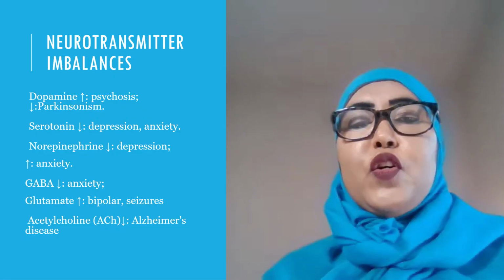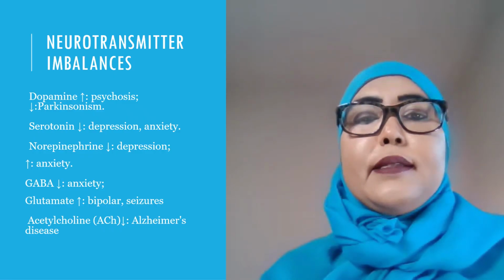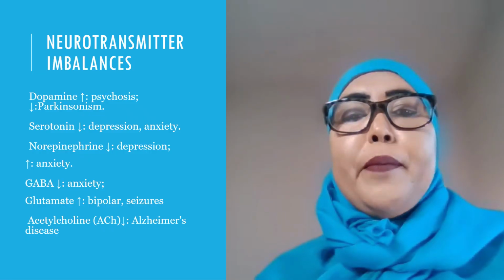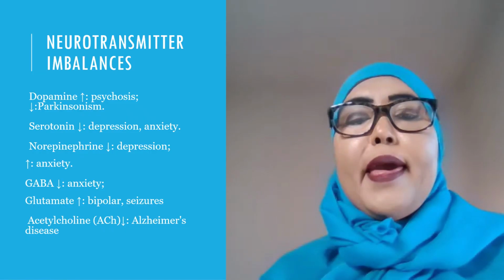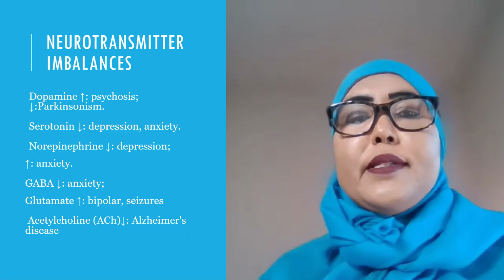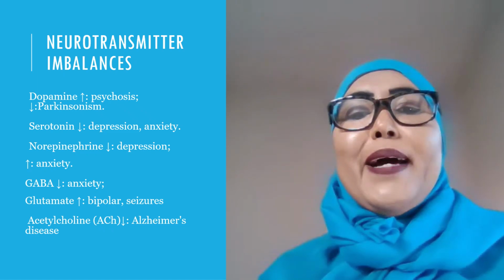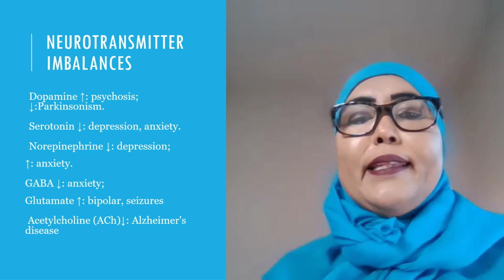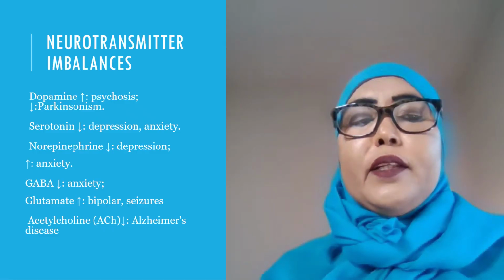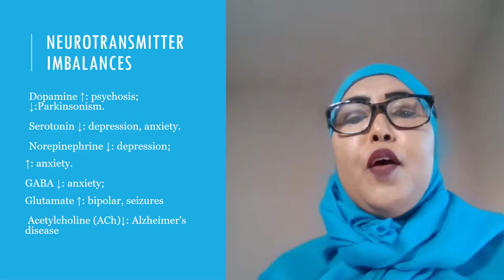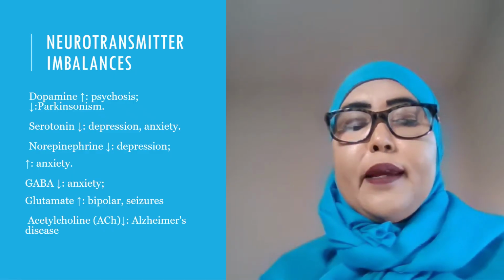Neurotransmitter imbalances cause many different psychoses and psychiatric symptoms. For example, if the dopamine is increased, the patient will have psychosis and other psychiatric symptoms. If the dopamine decreases, the patient will have Parkinson's and other psychiatric symptoms. If the serotonin decreases, the patient will have depression and high anxiety.